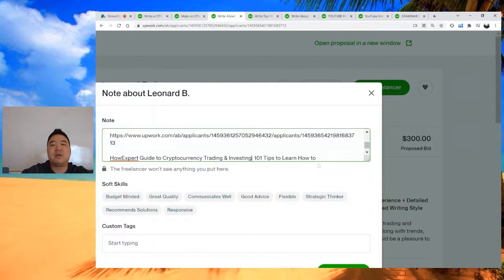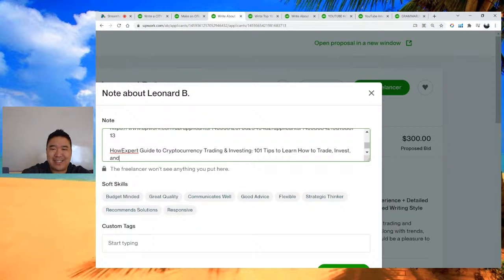Number one, tips to learn how to trade, invest, and succeed with crypto. Currency. Crypto. Just call it crypto. Yeah, most people don't call it cryptocurrency anymore. It's crypto now. But we'll put cryptocurrency into the subtitle. How is the crypto trading and investing?